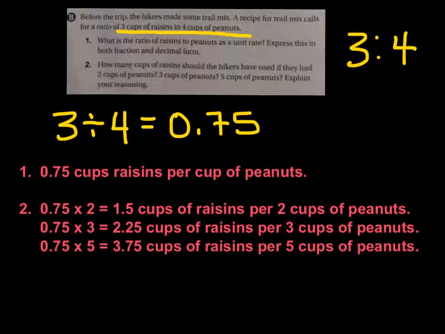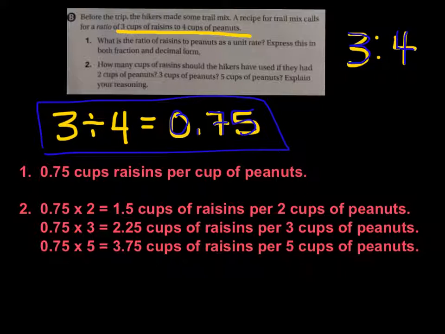Problem B, we're looking at a ratio of 3 cups of raisins to 4 cups of peanuts. 3 divided by 4 equals 0.75. This is how we will figure out the unit rate for a single cup of peanuts. So 0.75 cups of raisins per cup of peanuts.